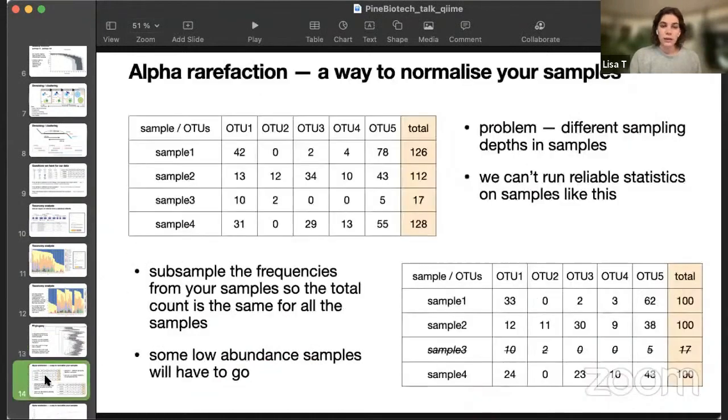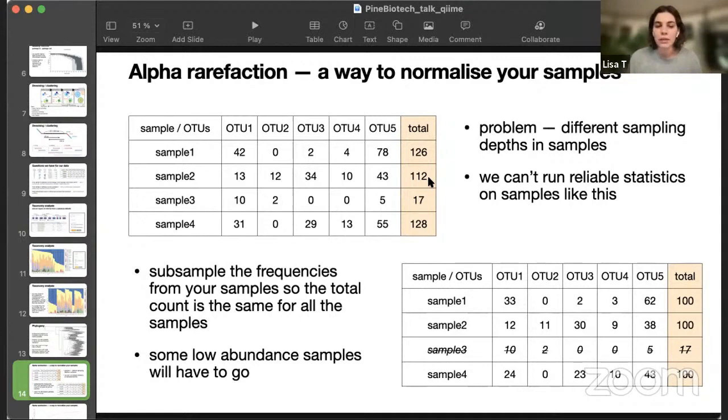So after that, looking at this table, which is artificial, I just came up with it to show. Looking at this table, we see that total counts for each sample are different. We can compare sample 4 and sample 1, they're pretty close in total counts. We can't really compare sample 3 with others, right? Because they have different sampling depth, and we can't really run any reliable statistics on something like this.